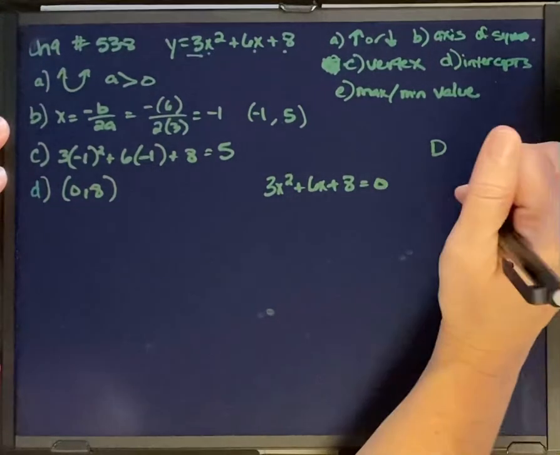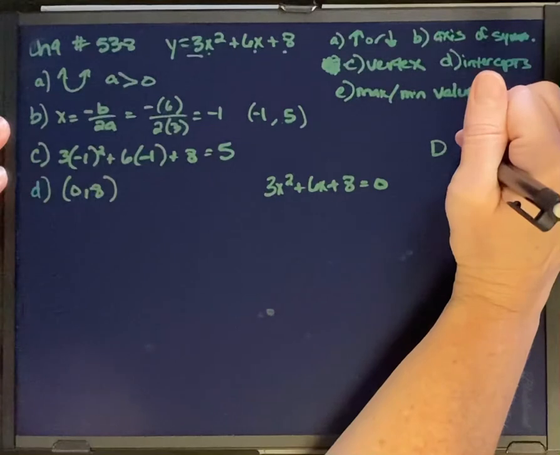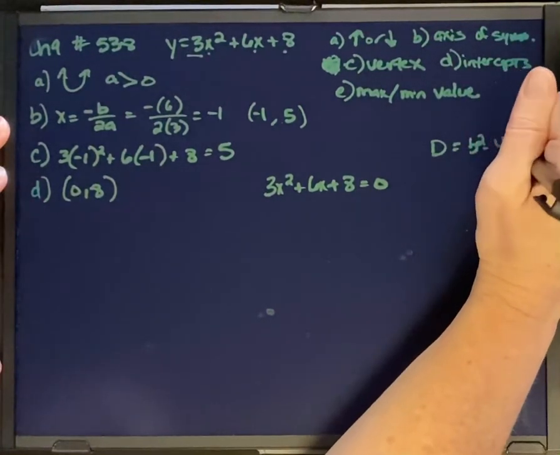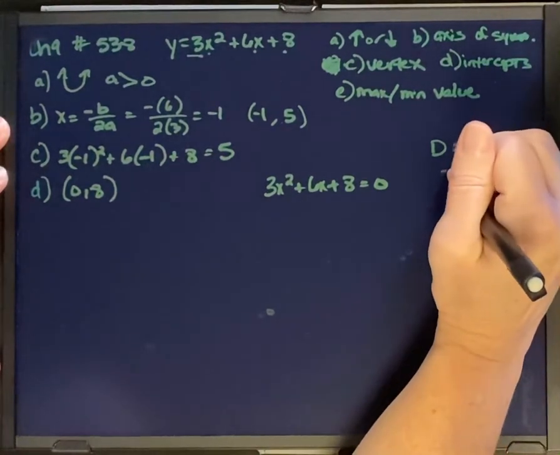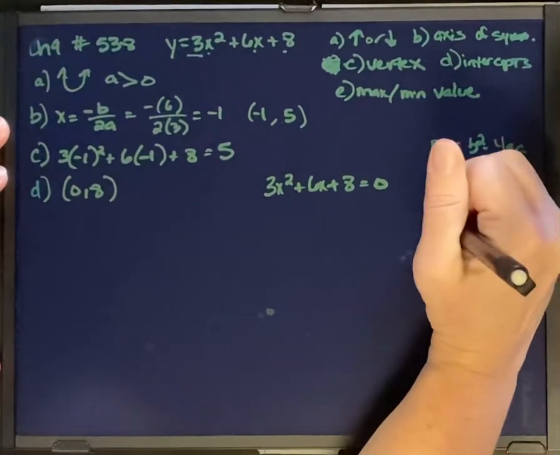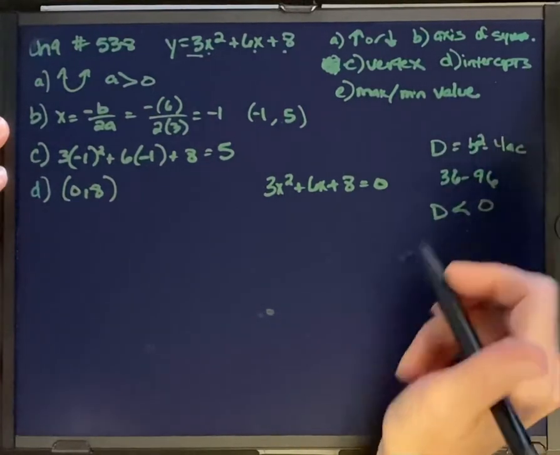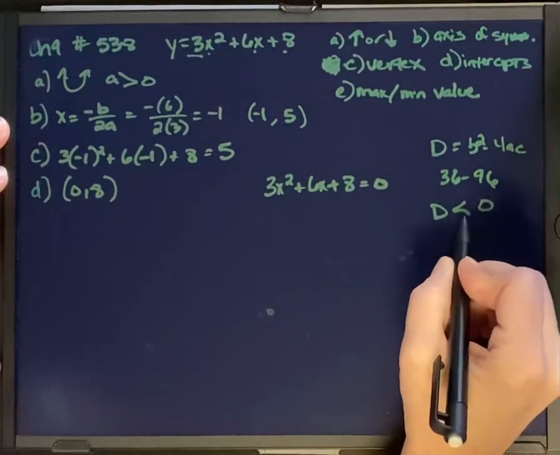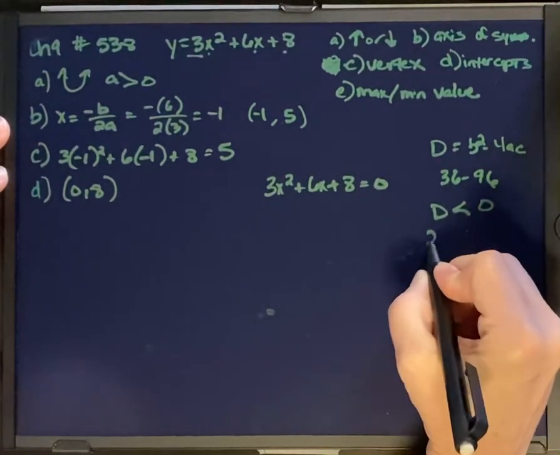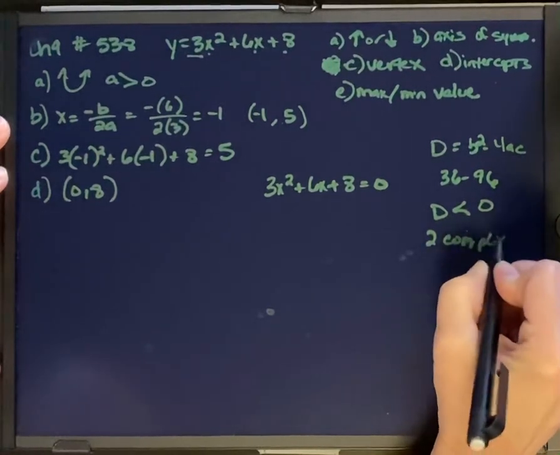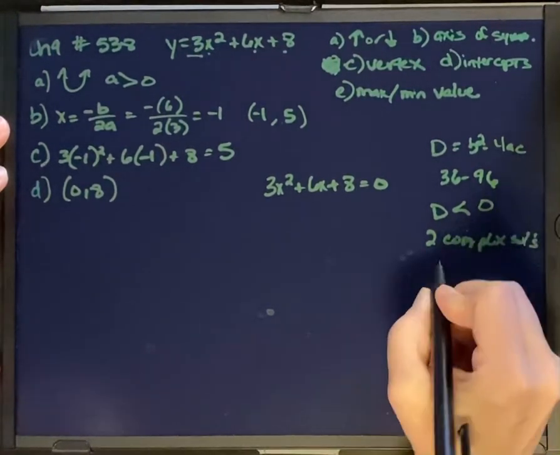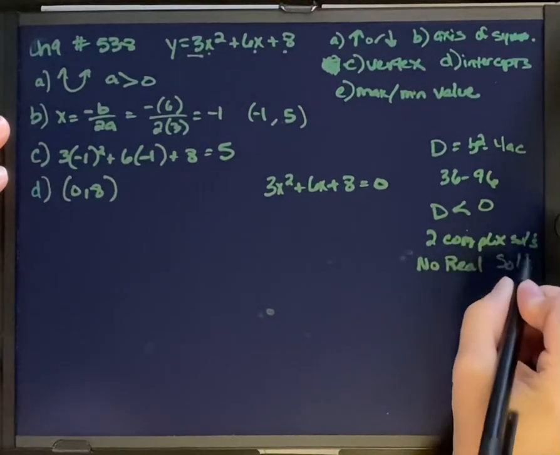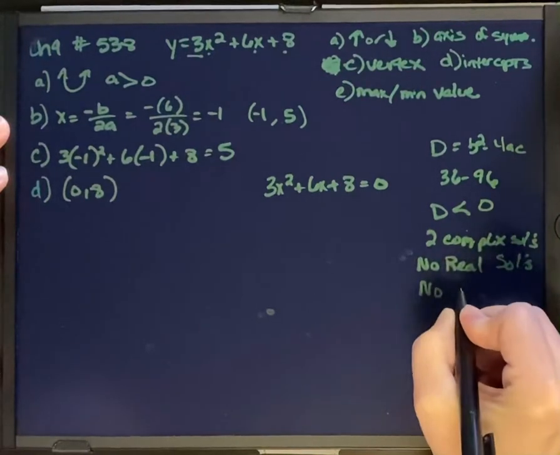Okay, yeah, so if you do that, the discriminant is b squared minus 4ac. And in this case, you're going to end up with 36 minus 6, so the discriminant is less than 0. In this particular case, when you're talking about parabolas, for the discriminant to be less than 0, that means there's two complex solutions. But that doesn't help us in the parabola case. This also means that there are no real solutions, meaning there are no x-intercepts.